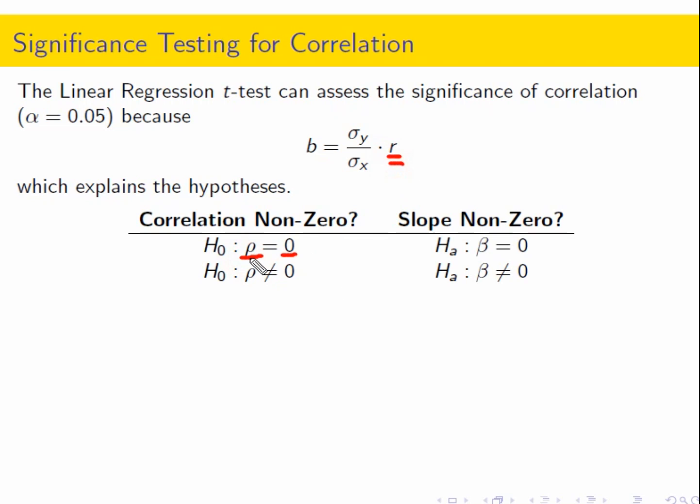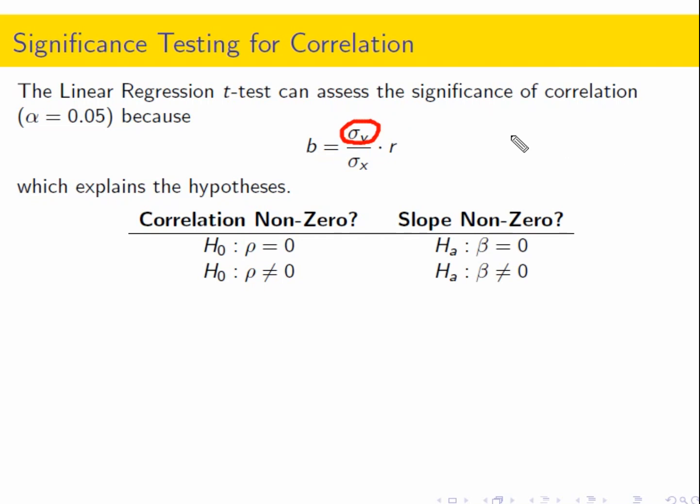Just like x bar is an estimate of mu, right? So R is an estimate of rho. So our null hypothesis is that the correlation is not significantly different than 0. And our alternative hypothesis is yes, there's some difference between the correlation and 0. But notice what has to be true up here, right? Standard deviations, because they're the square root of the variance, can never be negative. They can be 0, but they can't be negative.